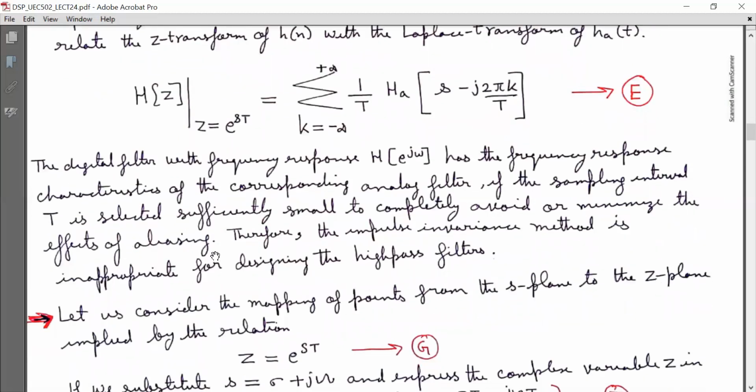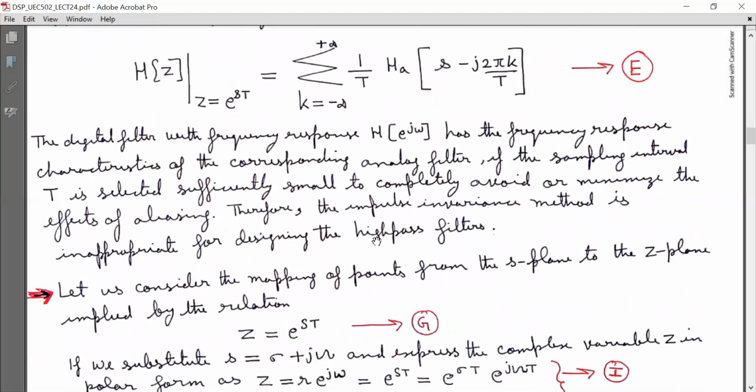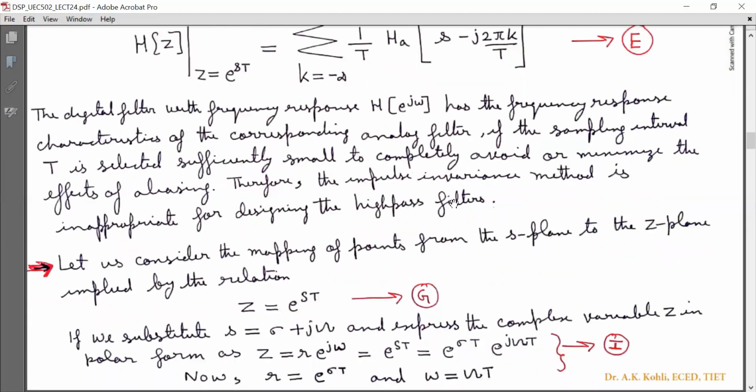As we are doing sampling, so the aliasing will certainly come into picture. So to avoid the aliasing, we need to choose sampling rate high, and that will lead to small interval capital T. Sampling interval capital T should be small. Therefore, the impulse invariance method is inappropriate for designing the high pass filters. This is very important.